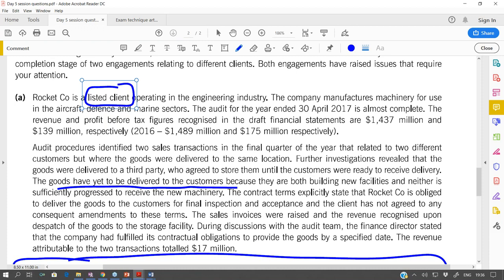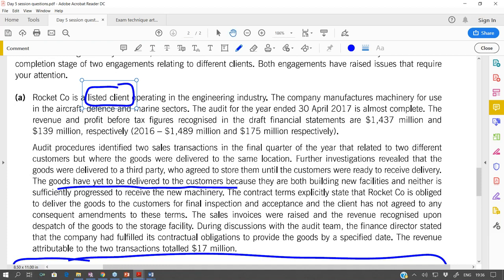both are building new facilities and neither is sufficiently progressed to receive the new machinery. So the customers are building some new facilities, and for that reason, they are not receiving the inventory. The contract terms explicitly state that Rocket is obliged to deliver goods to the customer for final inspection and acceptance, and the client has not agreed to any consequent amendment.